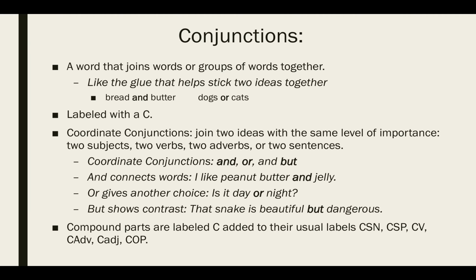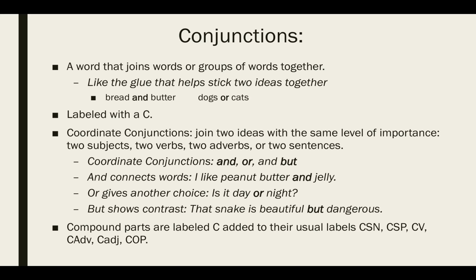All right, one of the main things we covered this chapter was conjunctions. A conjunction is a word that joins other words or groups of words together. We want to think of conjunctions like the glue that helps stick two ideas together. For example, bread and butter, dogs or cats. In those examples, and and or are our conjunctions. In our classifying sentences, we're going to label conjunctions with a C.